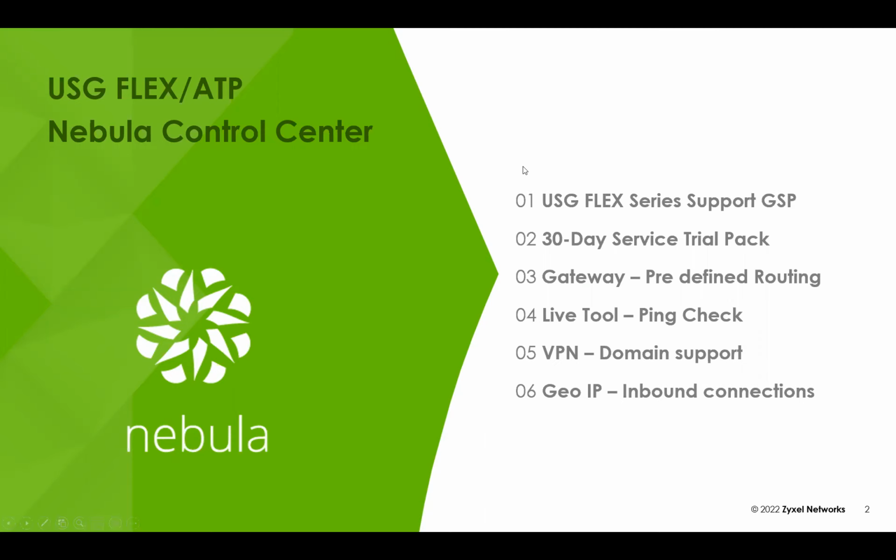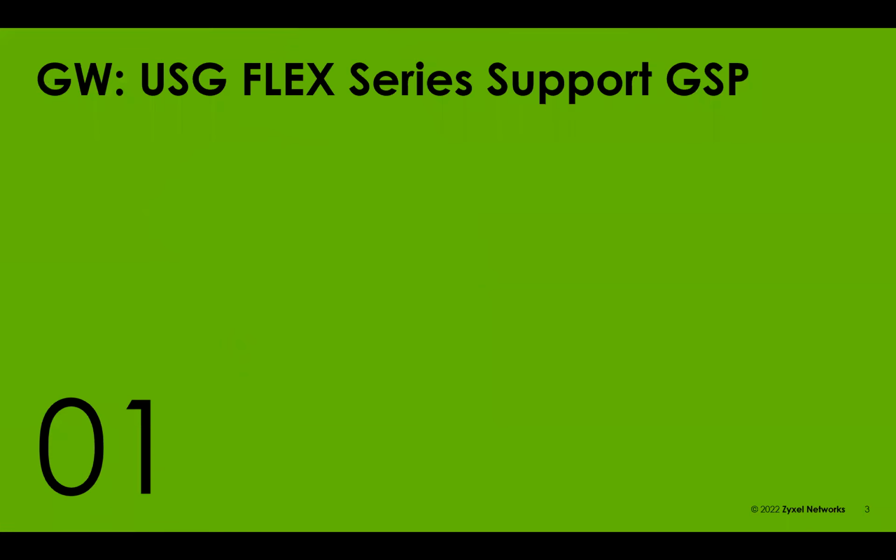So first off, we're going to talk about the new support for the Gold Security Pack licenses. We're going to talk about the 30-day service trial pack. Then we're going to talk about some of the new features in the gateway. We have our predefined routing that's been added, some new live tools for ping connectivity check, the domain support for VPN for your site-to-site VPNs, and then we have geo-IP filtering for our inbound connections.